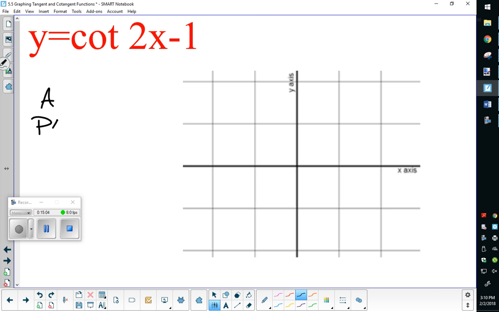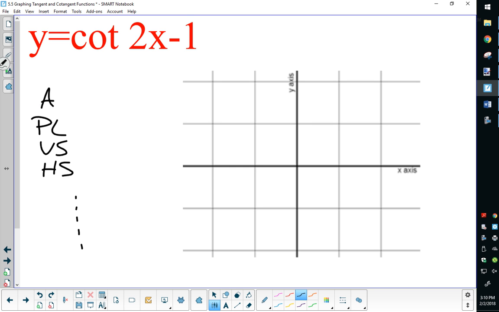Amplitude, period length, vertical shift, horizontal shift, and I'm going to make my scale. Tyree, what's my amplitude? No, what's the number in front? Remember, amplitude is the number in front. It's 1. Amplitude is 1. When I do period length, Isaac, what's my base period length? It's pi, because it's cotangent or tangent.